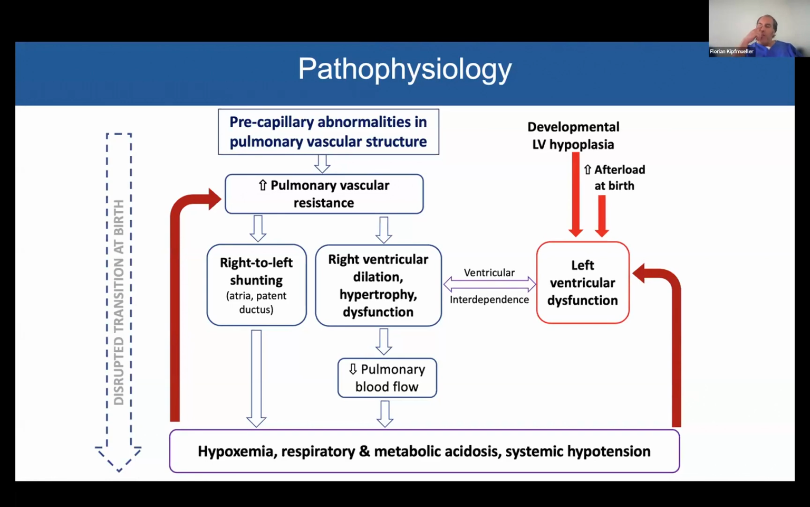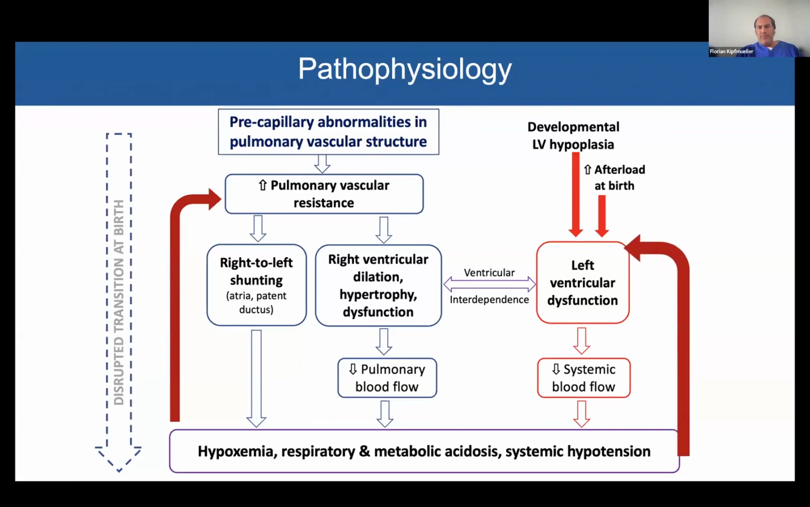Then an additional point is when you consider the developmentally small LV, which now has to pump against a high systemic vascular resistance and a high afterload after birth. This can further decrease the capacity of the left ventricle and really make things worse. So with left ventricular dysfunction, we have a reduced systemic blood flow, which again aggravates hypoxemia and hypotension. So this is pretty much the pathophysiology that we have.